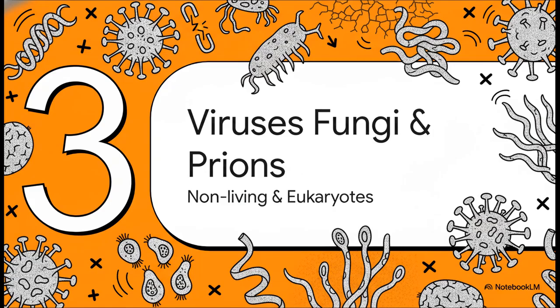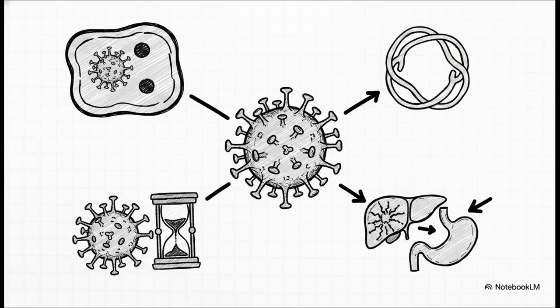Okay, let's shift gears to Section 3. Viruses, fungi, and prions, the non-living and eukaryotic threats. I've consolidated the most heavily tested viral facts right here, so feel free to pause and make sure you've got these classifications locked down tight. Remember, the absolute golden rule: viruses are non-living obligate parasites. Why?